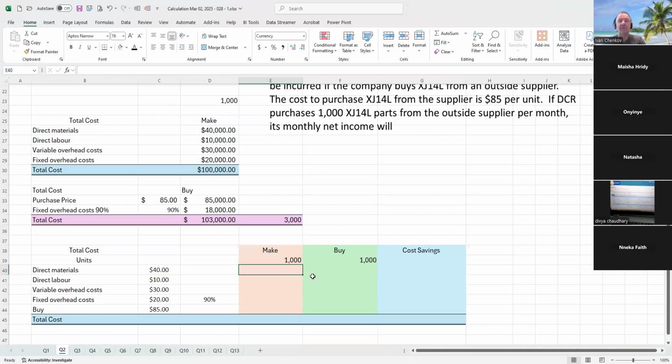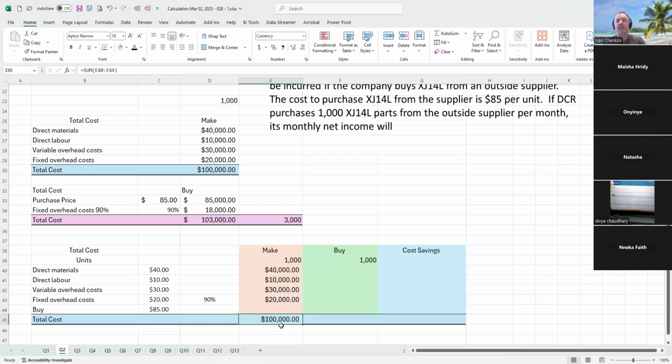So now, if we have to use the Wiley kind of approach, how are we going to make this? For the Wiley approach, if we make it, how much is it going to cost us? It's going to cost us $40 times 1,000. That's 40,000 for the direct material, 10,000 for direct labor, 30,000 for the variable overhead, and 20,000 for the fixed overhead.